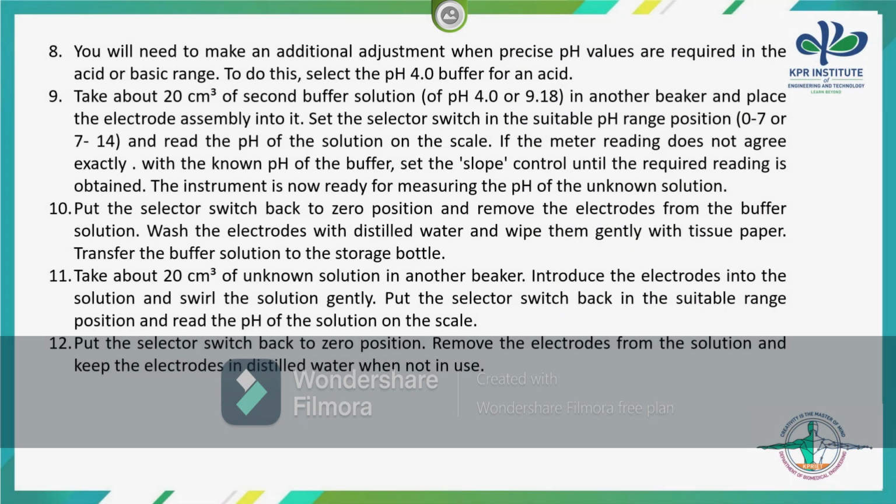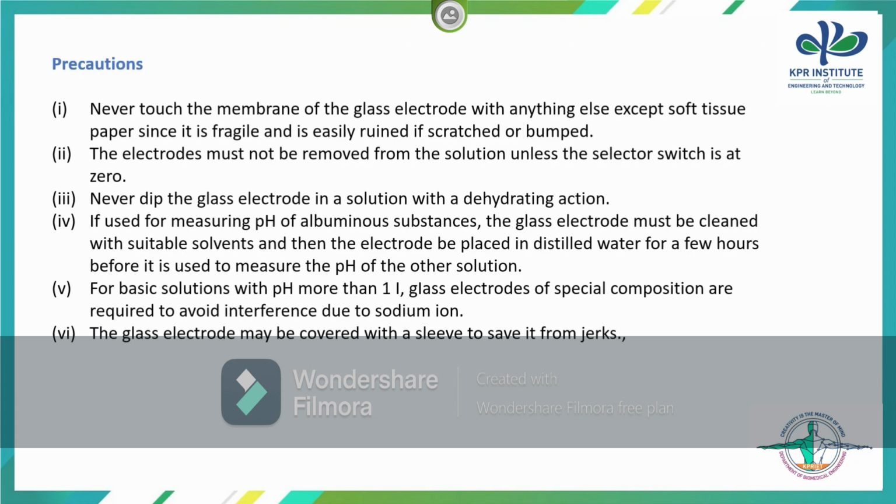Precautions. Never touch the membrane of the glass electrode with anything else except soft tissue paper since it is fragile and is easily ruined if scratched or bumped. The electrodes must not be removed from the solution unless the selector switch is at zero. Never dip the glass electrode in a solution with a dehydrating action.